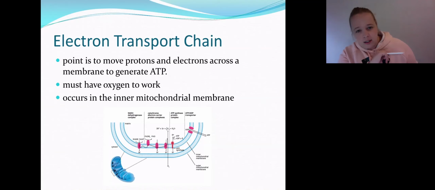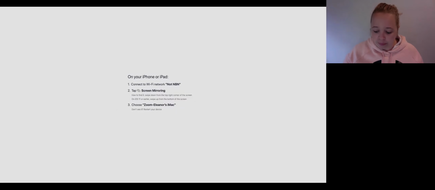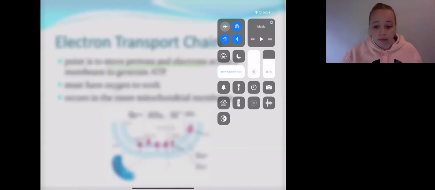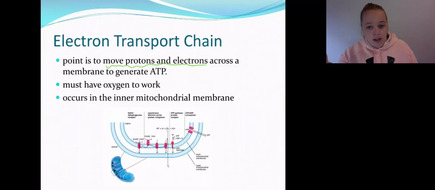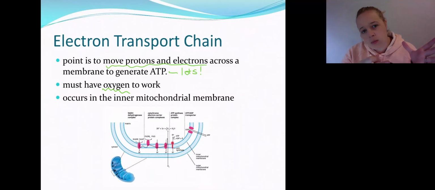So the point of the electron transport chain is to move protons and electrons across a membrane, and we want to generate ATP. Now, the thing with the electron transport chain is we want to make lots and lots of ATP. You must have oxygen for this to work. We said ages ago that aerobic respiration made a lot more energy, but it was a lot slower. So this is where we're getting our energy from, all that oxygen.